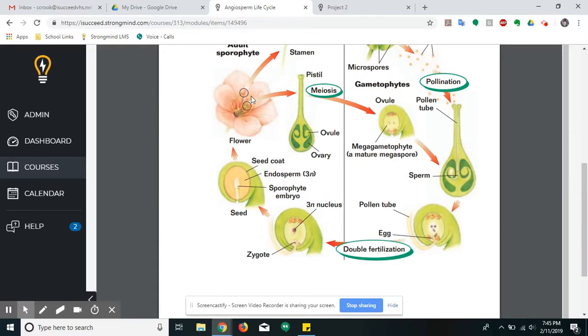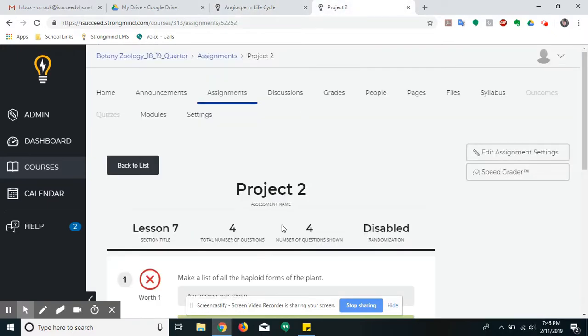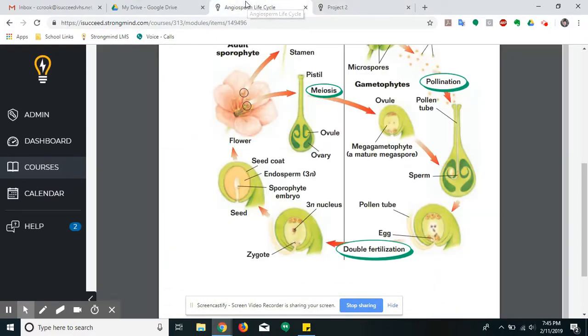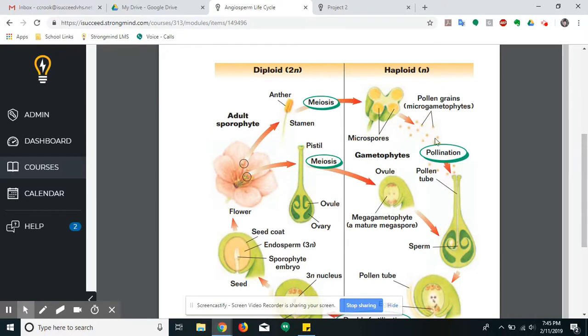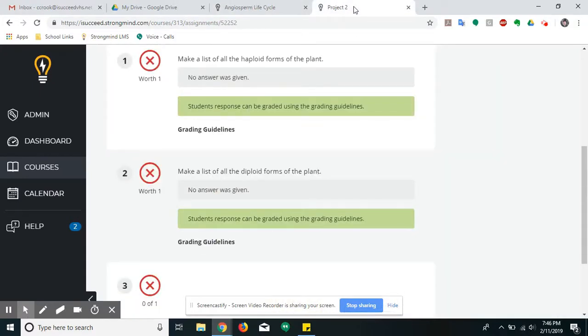And then for your diploid, I think that was the second one, the diploid forms of the plant. That would be your zygote or seed. Okay. And you could go way in depth in this, but you have your seed, your ovaries, the anther. Okay, those would all be diploid parts of the plant. The flower itself is diploid. So you can list off all those.